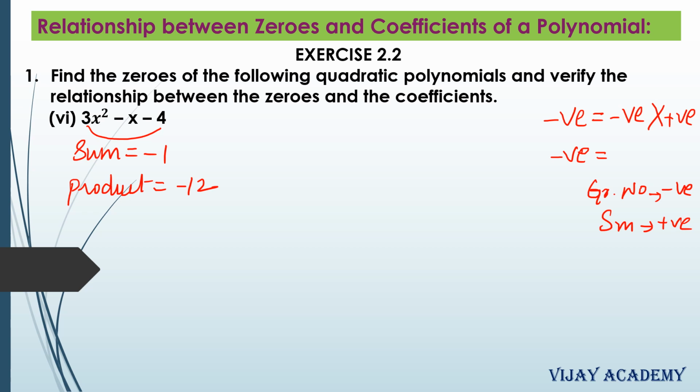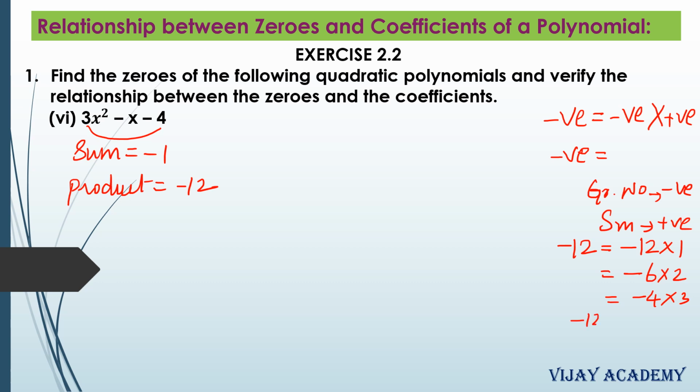So let us write all the possibilities for minus 12. So for minus 12, taking greater number as negative and smaller number as positive, we can write minus 12 into 1 and minus 6 into 2 and minus 4 into 3. So these are all the possibilities, taking greater number as minus and smaller number as plus. Now each pair will give you minus 12 when you multiply, but which one of these will give you minus 1 when you add them?